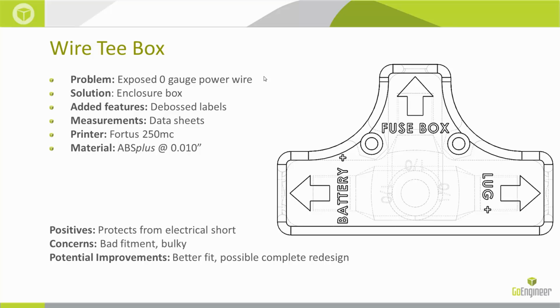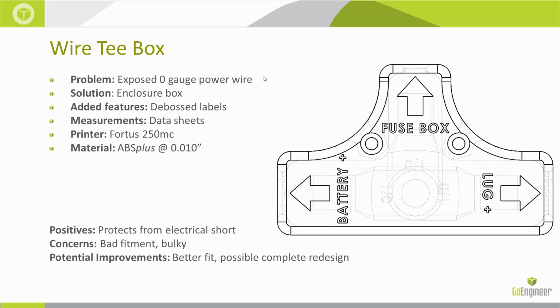The solution: I was just going to print up a box to enclose it. I couldn't find an off-the-shelf product that met my needs, so I printed one. Some added features: I added some debossed labels. So the battery positive, the lug positive, and to the fuse box, those labels are debossed into the printed part. It just helps somebody know, if they're looking at it or if I forget how I wired the car, where these wires are going, because they're hidden.